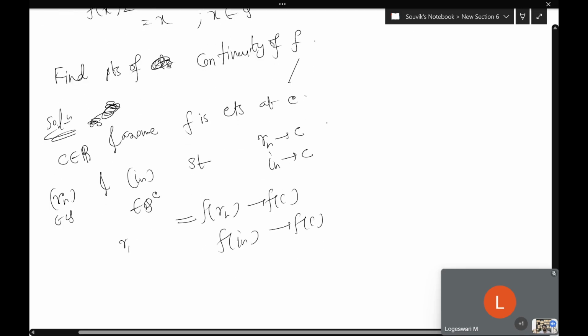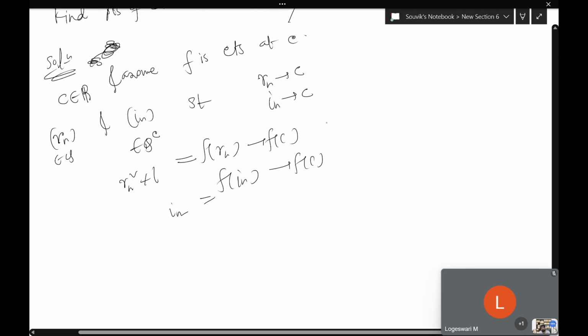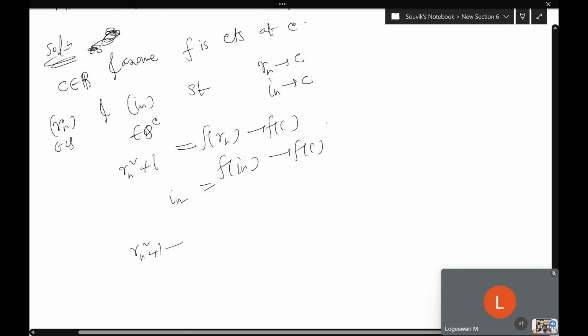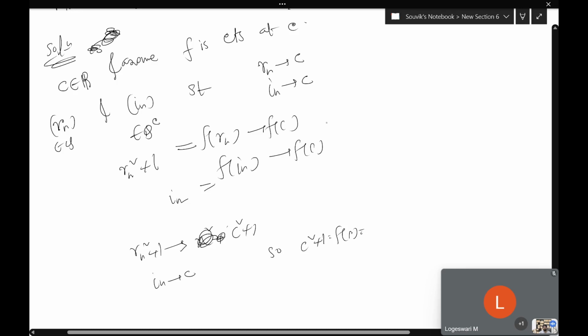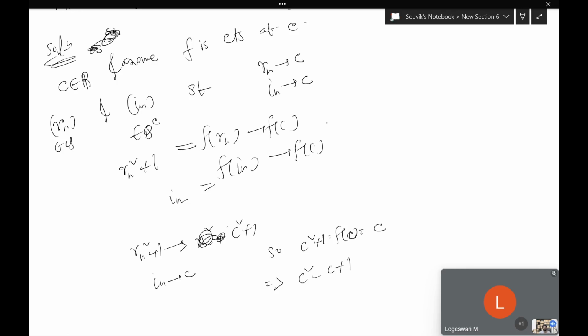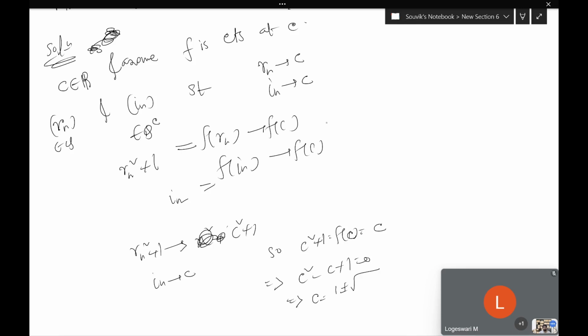What is f(Rn)? f(Rn) is equal to Rn squared plus 1, and what is f(In)? f(In) will be just In. So Rn squared plus 1 goes to c squared plus 1, and In goes to c. So by uniqueness of limits, c squared plus 1 is equal to c. This implies c squared minus c plus 1 equals 0. So c is equal to (1 plus or minus root of minus 3) over 2, which is not a real number at least, right?